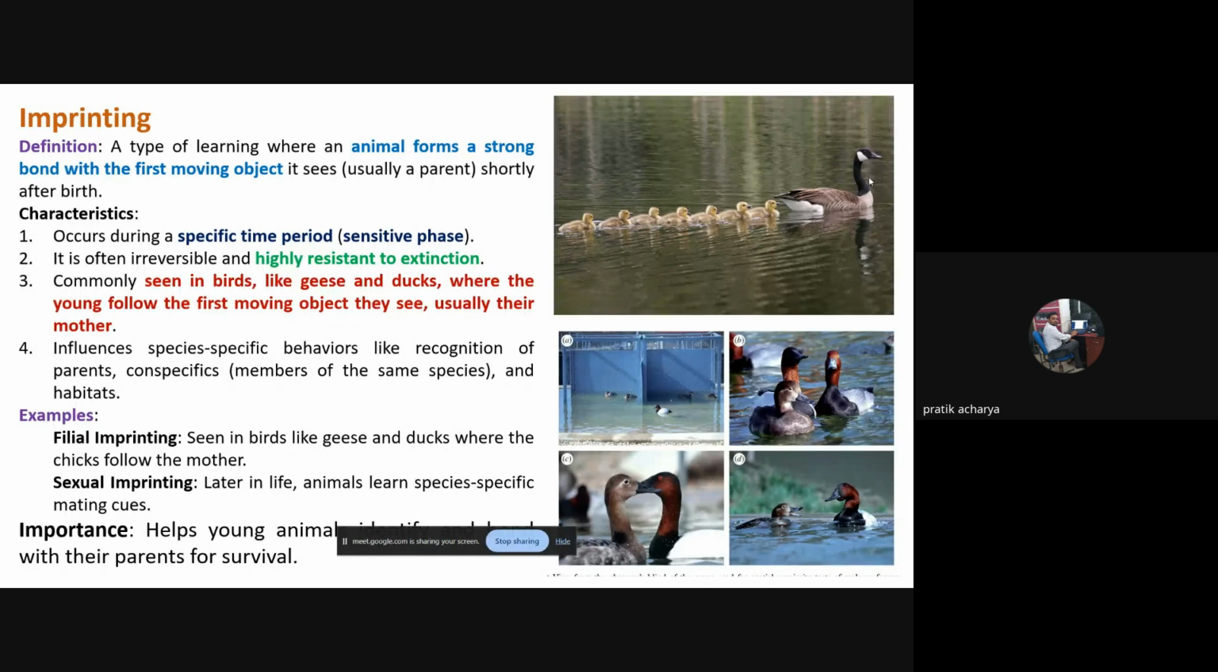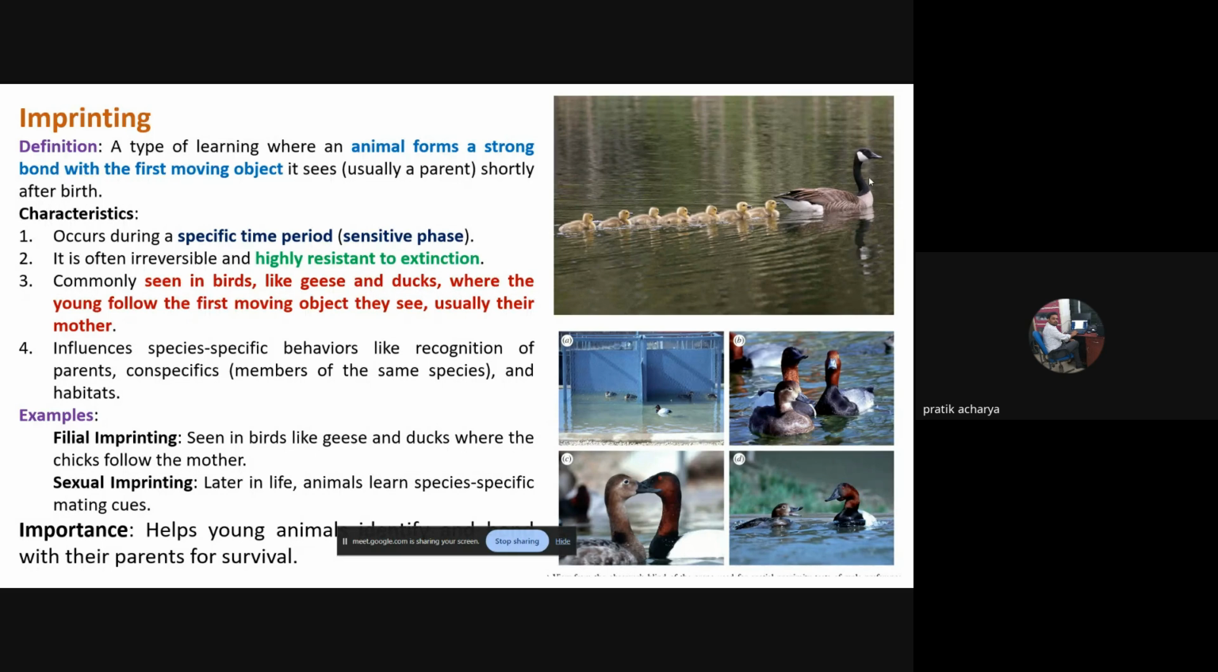Otherwise, mating is not possible. Sexual intercourse is not possible. Okay, so these are different kinds of imprinting. Is it clear to all? Are you getting my point? Yes, sir.